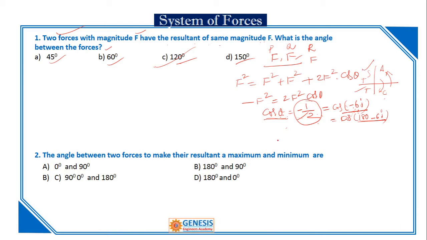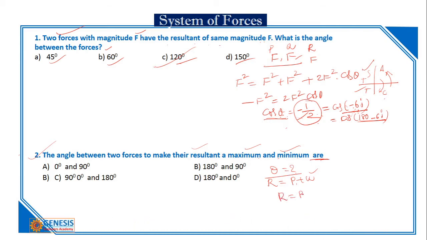Okay. Next problem: the angle between two forces to make the resultant a maximum and minimum. Maximum and minimum means, for the resultant of two forces, what is the angle between them to make the resultant the maximum of the forces and the minimum of the forces. So for maximum, R is equal to P plus Q. In this case, for minimum, R is equal to P minus Q. In this case, it is negative.